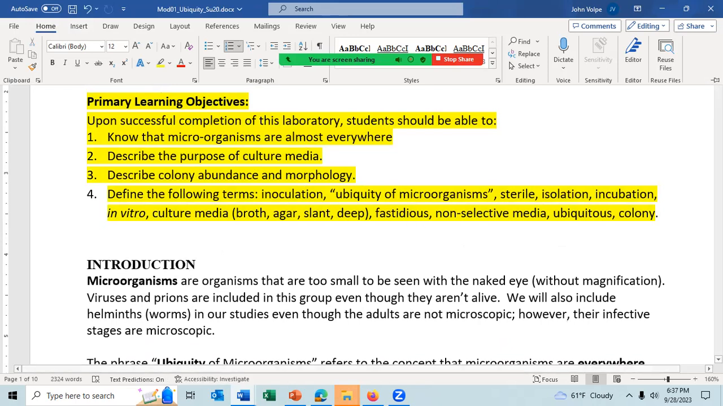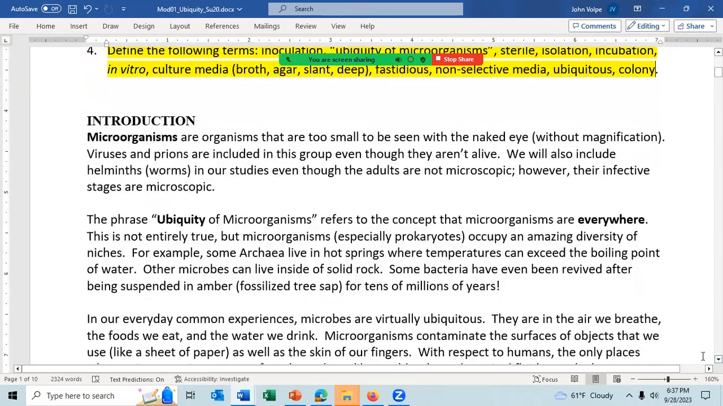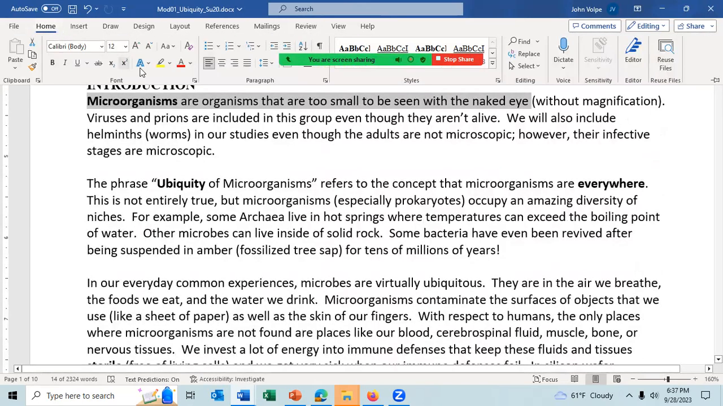All right. Oh, come on, where's my mouse? There it is.